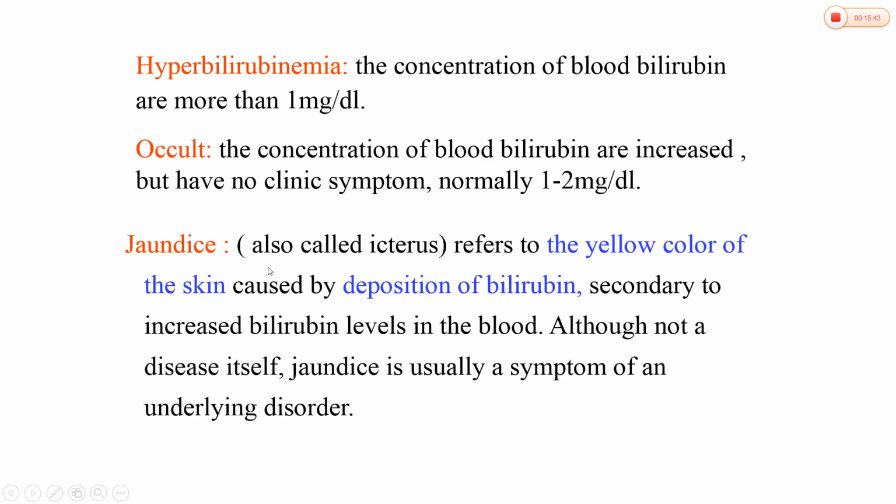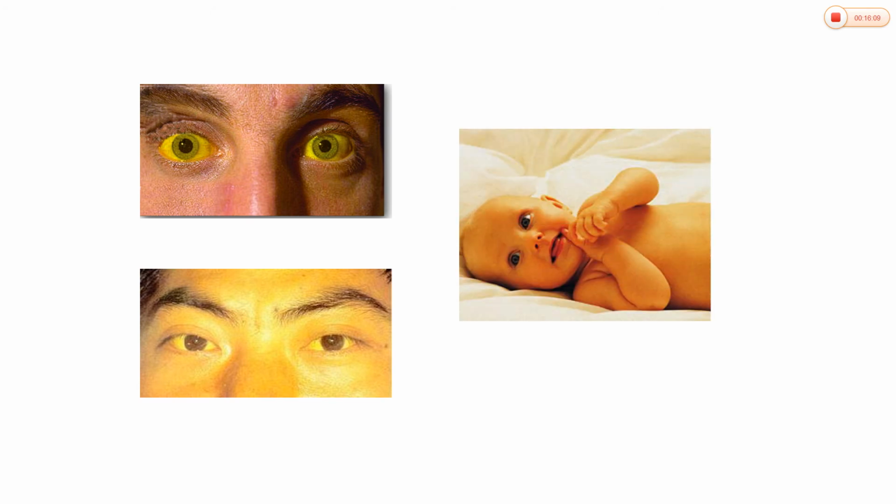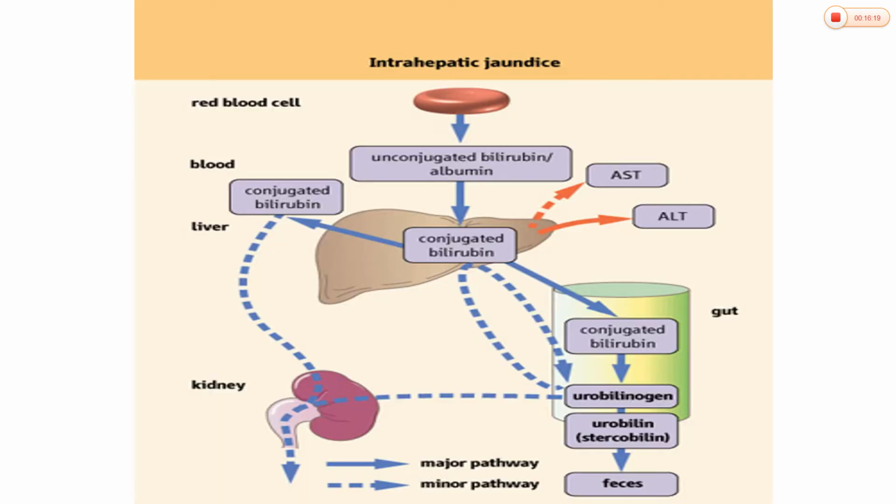The third condition is the typical jaundice, which refers to yellow coloration of the skin caused by the deposition of bilirubin, and it is secondary to the increased bilirubin levels in the blood. Although not the disease itself, jaundice is usually a symptom of an underlying disorder. You can see here the eyes typically become yellowish in color, the skin becomes very pale, and even in kids at the time of birth this condition is seen, wherein the kids are kept in the incubator under the presence of light.